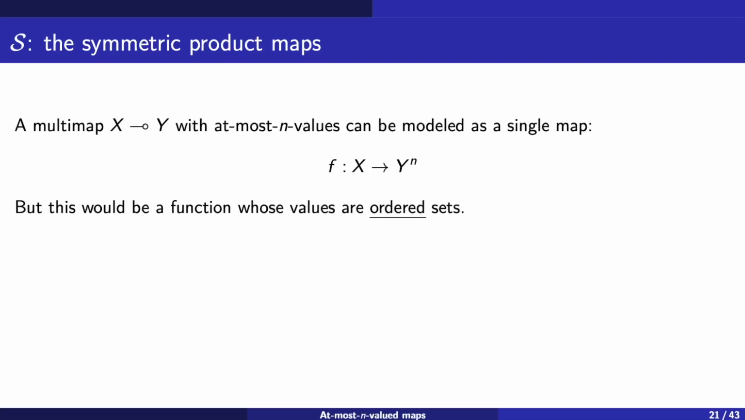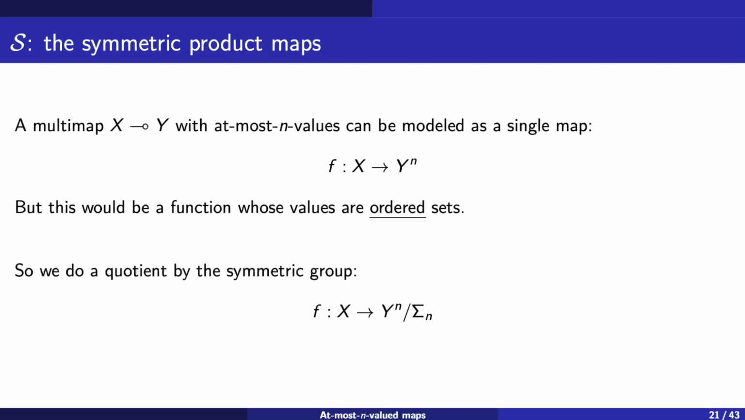Like, this set, y to the n, is the Cartesian product of ordered pairs or ordered triples or whatever, all right? But when I'm talking about a set with at most n values, that's an unordered object. So there is a slight difference between these two types of things. And so in order to kind of correct this, we do a quotient by the symmetric group.